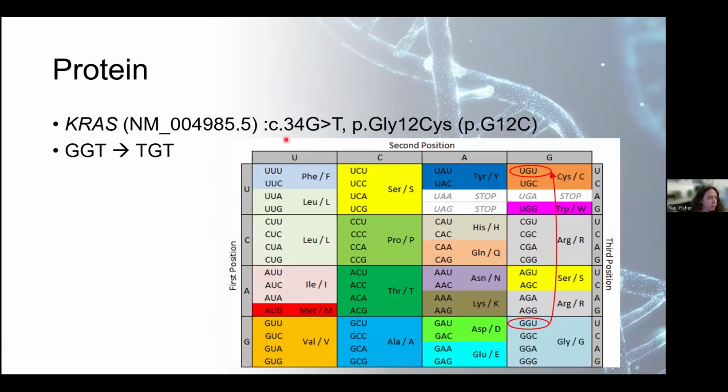Again, to the variant that we saw before, I showed you a change in KRAS 34G to T, and this changes the codon from GGT to TGT. So GGT encodes glycine or G, and the change causes it to encode cysteine or C. So the protein change would be glycine 12 to cysteine.